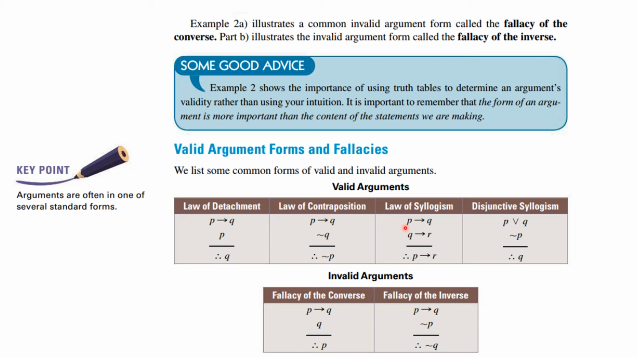That is valid also. The law of syllogism, which we did not prove, but this says if P then Q, if Q then R, that means therefore if P then R. That's called the law of syllogism, and this is called disjunctive syllogism. P or Q, not P, therefore Q. Those are all valid arguments. This is an invalid argument. This is the fallacy of the converse. If P, then Q, Q, therefore P. That is not valid. And the fallacy of the inverse. If P, then Q, not P, therefore not Q.